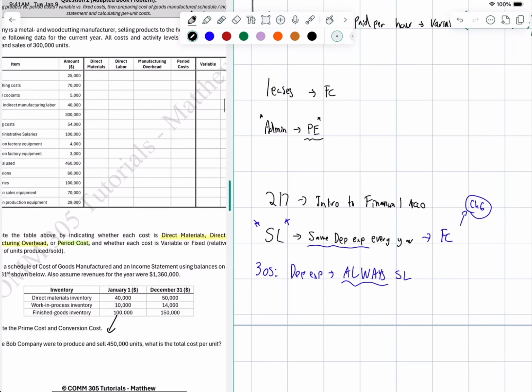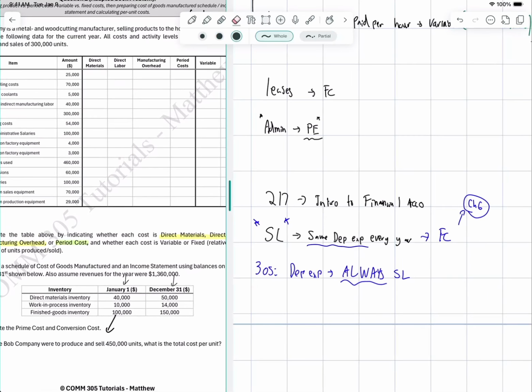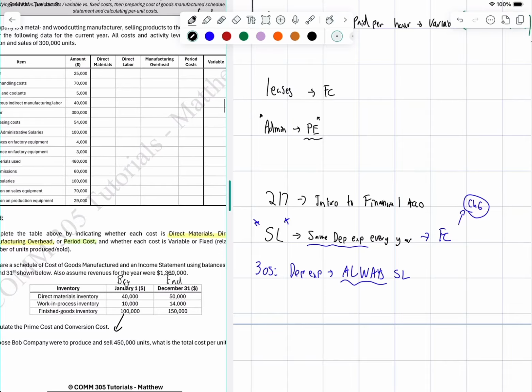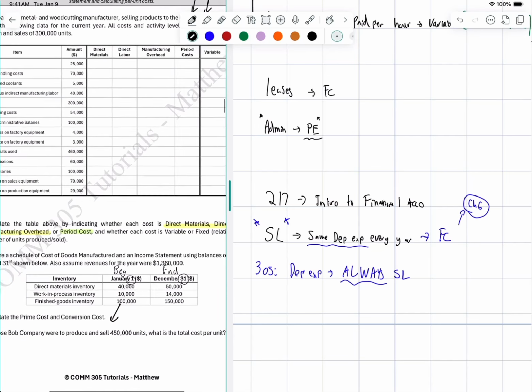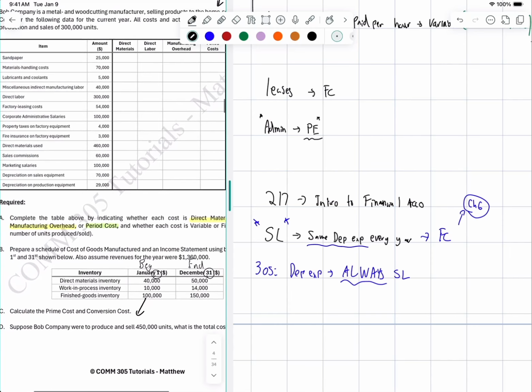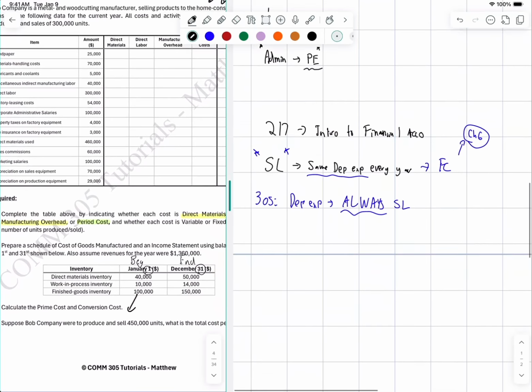Okay, now remember, guys, why is it important, the 1st and 31st? Why do they tell that to you? Because you need to know the 1st is the beginning and the 31st is the end of the, well, guys, in this case, it's a whole year. But the 1st is the beginning balance and the 31st is the ending balance, right? Beginning versus ending. That's why they give you the 1st and 31st, so you can know the difference between the beginning and the ending balance. Also, they tell you revenues for the year are 1,360,000. So without further ado, let's go prepare our COGM schedule and our income statement.